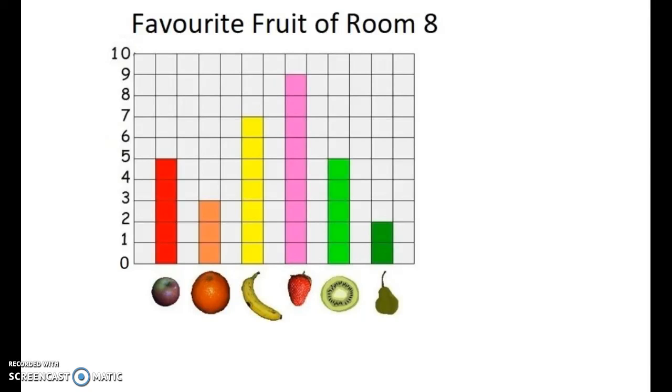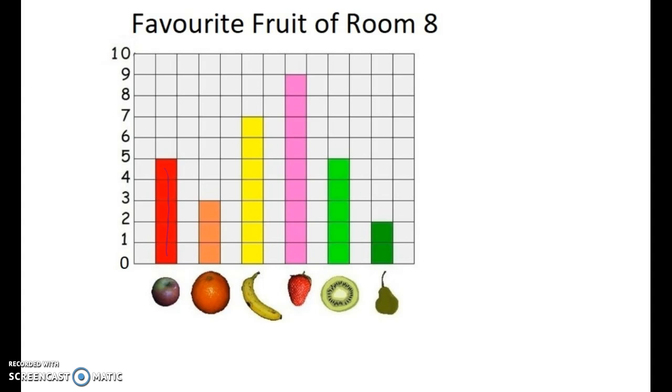Kia ora koutou. Today we're going to compare sets of information or data on a bar graph. This graph is a bar graph because information is recorded in bars. In the past, we've looked at pictographs where the information has been shown by placing a picture in each square on the graph.